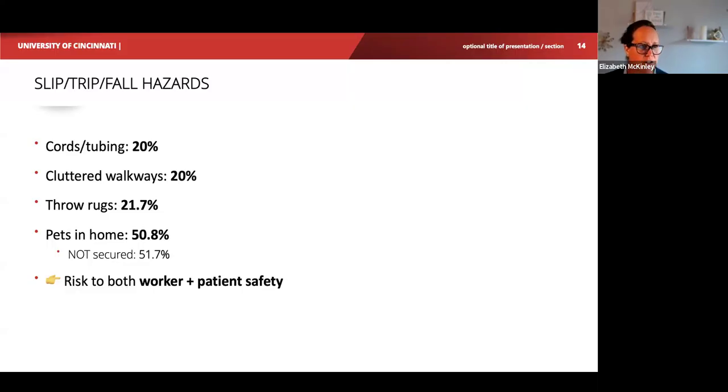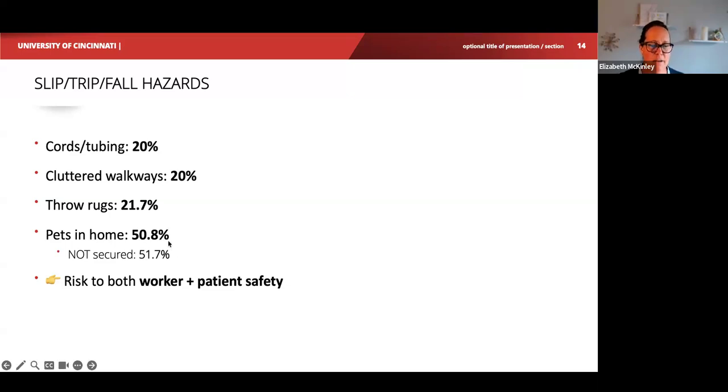For slip, trip, and fall hazards, they noted there were cords and tubing, yes, tubing, and there were also cluttered walkways. Again, when we think of the acute care environment, there are rules that you have to have hallways a certain width, and if you park a bed in that hallway, the width of that hallway is now decreased. We have no control over the furniture that's in the home or boxes or anything else. Toys. They also had throw rugs and pets in the home.